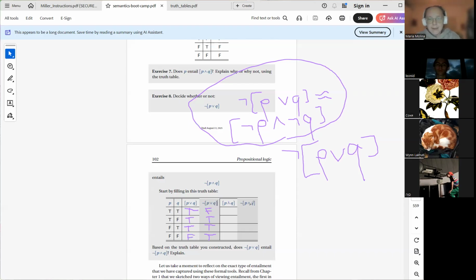Now, let's come to P and Q. First line, what is it? True. Second line, false. Third, false. And last one, false.